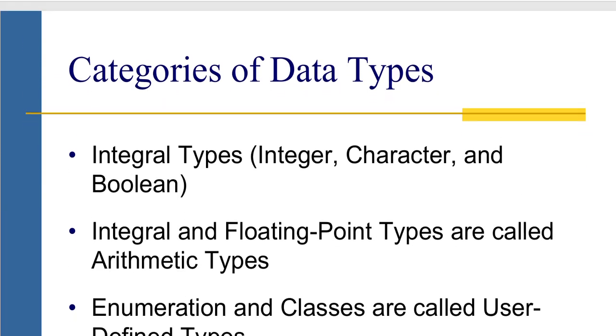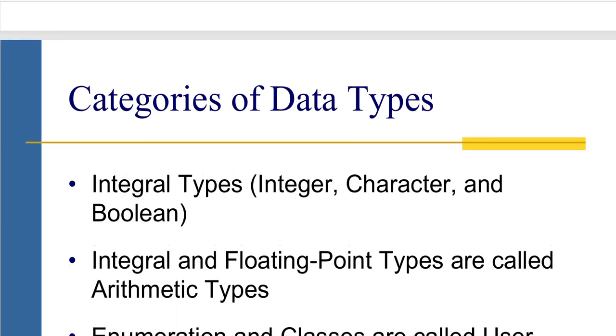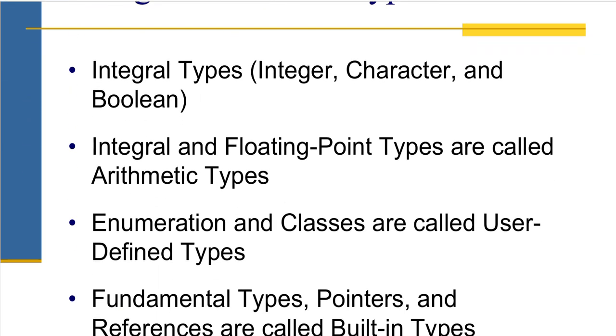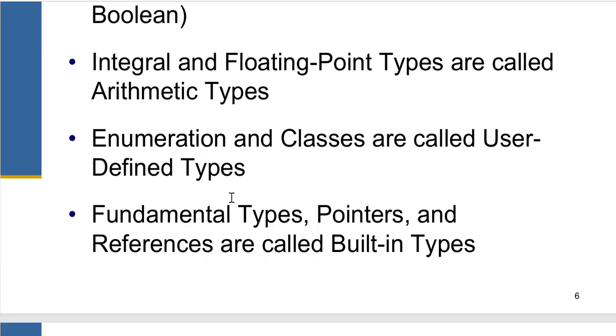So here, categories of data types. We have the integral data types. Those include the integer, character, and boolean. And the integral and floating types are called the arithmetic types. Enumeration and classes are called the user-defined types.